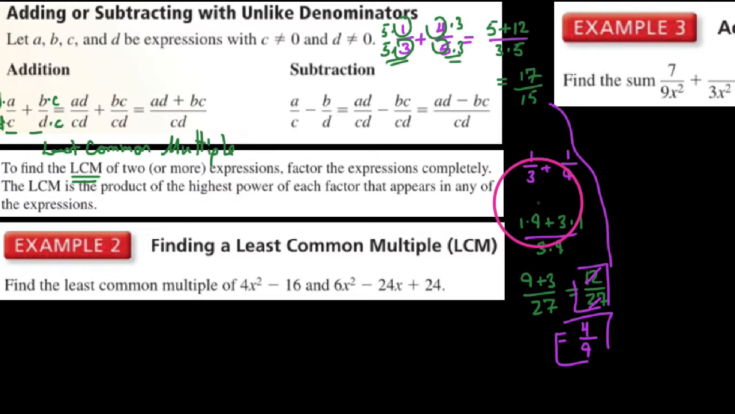Now the beauty of using the least common multiple, and looking at this example again, is that the least common multiple would have just been 9 between both of these.